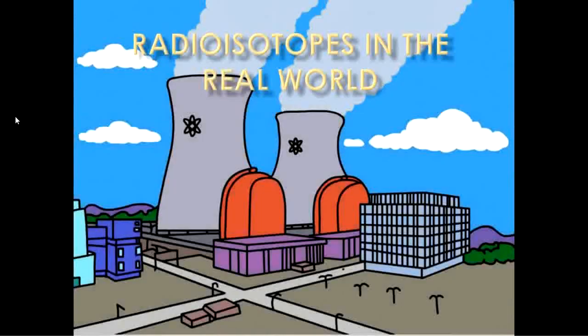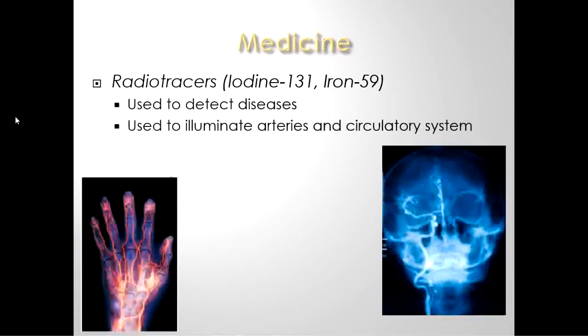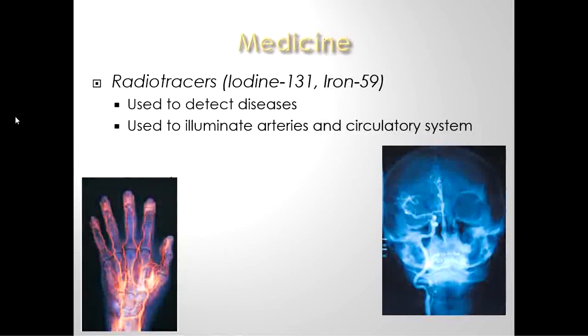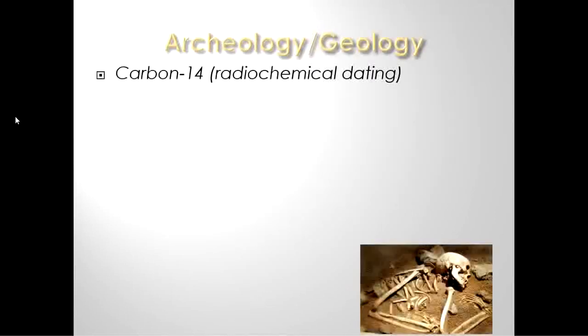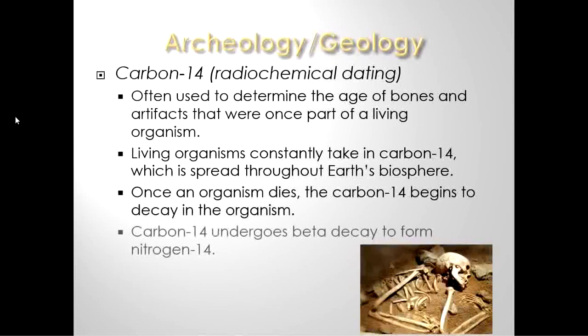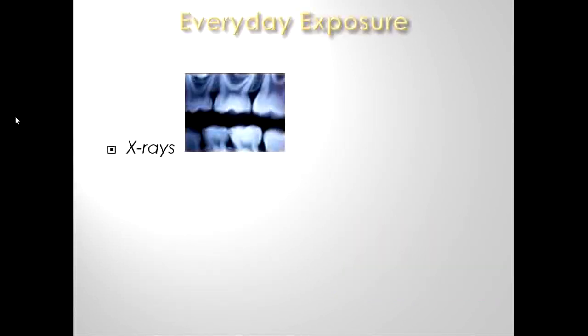Now here are some examples of radioisotopes in our real world. We use radioisotopes in medicine. We use them for radio tracers to detect disease. We use them in PET scans. We use them to treat cancer. We use them in archaeology and geology. I'm sure all of you have heard of carbon dating. We use them in food. We zap our food with radiation to prolong the life of our food and also to get rid of some bacteria. And I'm sure all of you have taken an x-ray before, whether it's at the dentist or a doctor has taken one for you because of a broken bone.